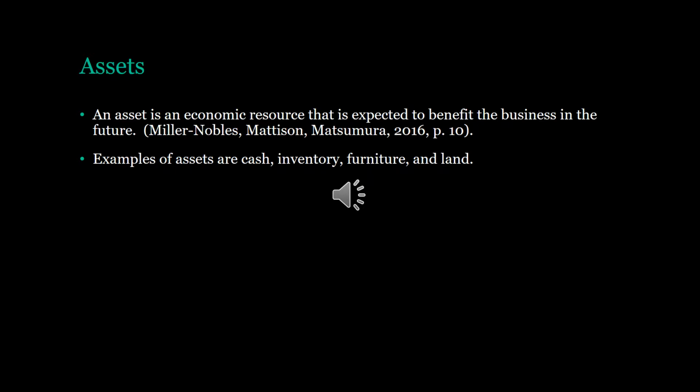Assets. An asset is an economic resource that is expected to benefit the business in the future. Some examples of assets are cash, inventory, furniture, and land. Assets are something of value the business owns or has control of.